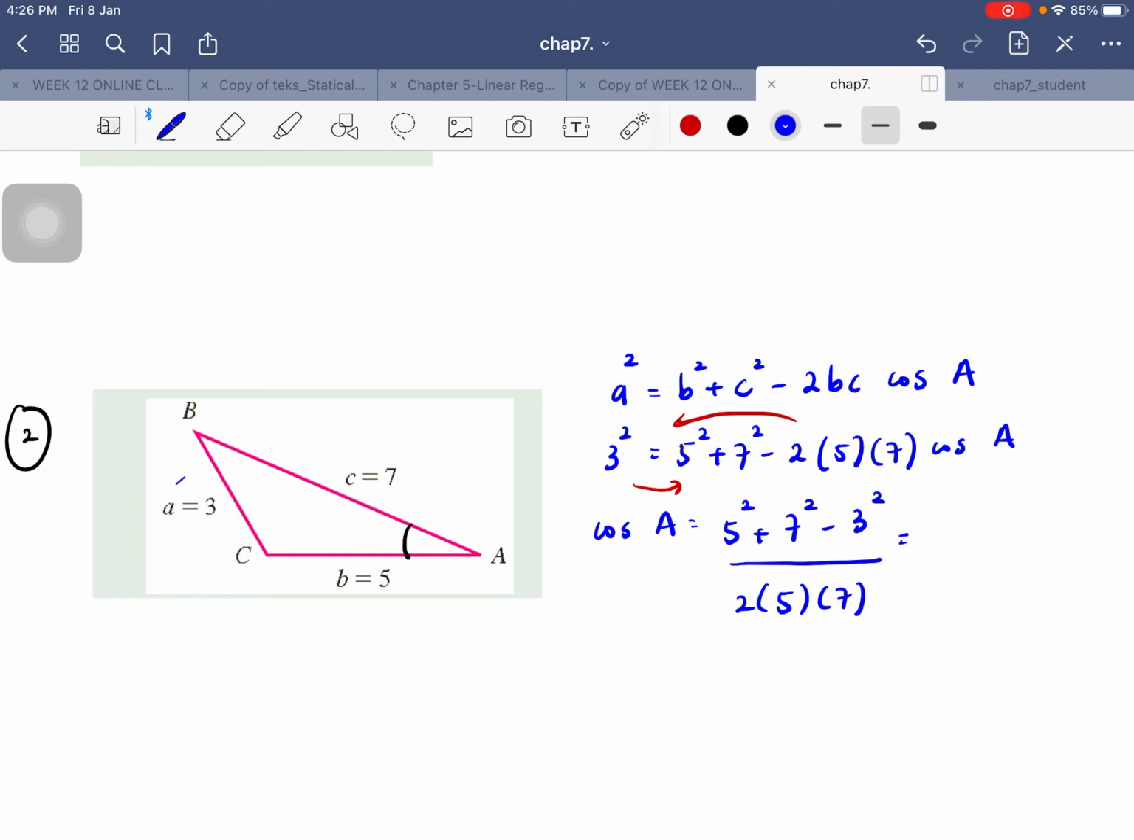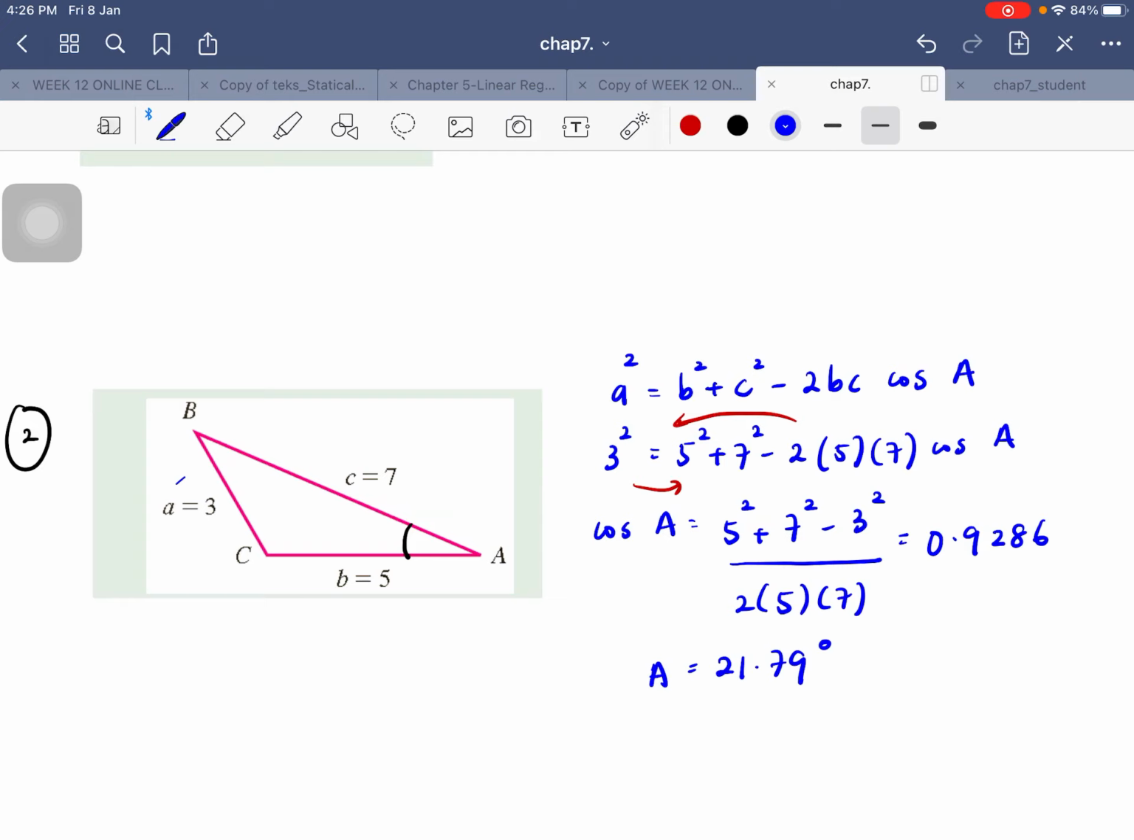And when I use my calculator to find this, I will get 5 squared plus 7 squared minus 3 squared, and I'm going to divide that by 2 multiplied by 5 multiplied by 7. That is going to give us a value of 0.9286, for example. Or you can just simply cos inverse the whole thing that you got from the calculation. If I cos inverse the whole thing, I will get that A is going to equal 21.79 degrees. So that is going to be the value. All right, so that is going to be my A.